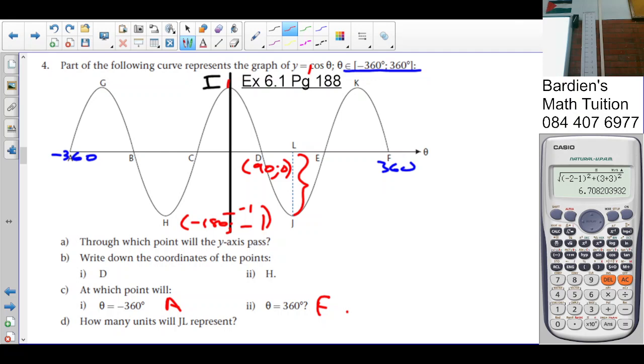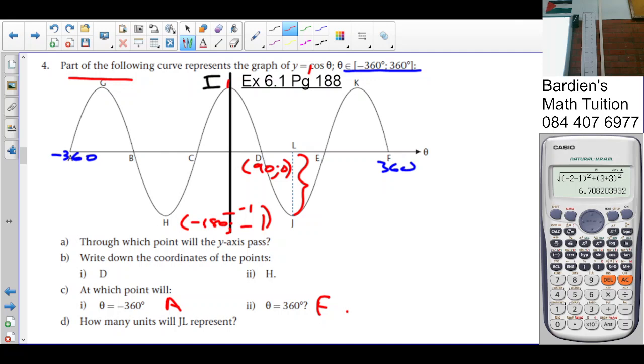No, you're absolutely correct. So then, yeah, you're absolutely correct. Because here part of the following curve represents... Okay, I didn't read properly. English is important for some of us. Alright? Part of the following curve is represented of y. So it's actually more than the graph itself.